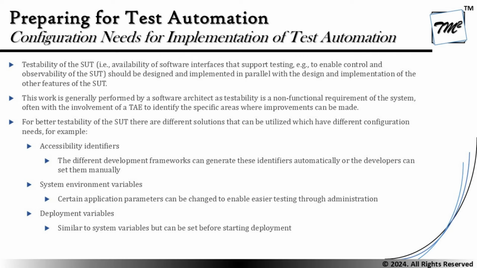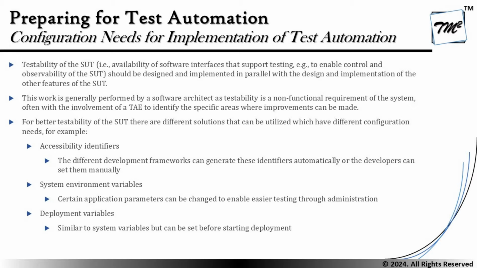Now, further to add, for better testability of the SUT, there are different solutions that can be utilized which have different configuration needs. For example, when we talk about accessibility identifiers, the different development frameworks can generate these identifiers automatically, or the developers can set them manually as well. Also, system environment variables: certain application parameters can be changed to enable easier testing through administration.